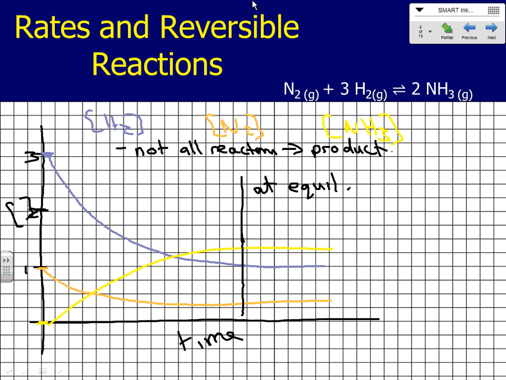How do you know it's at equilibrium? You know it is at equilibrium because all the concentrations are constant. It appears as if it stopped, but it hasn't. It's not like an irreversible reaction.